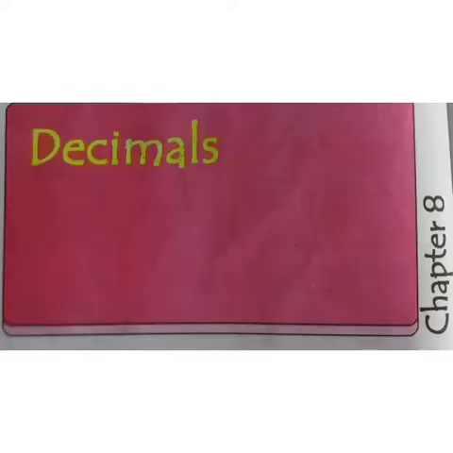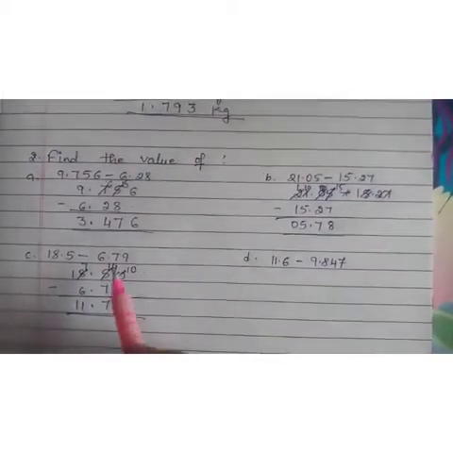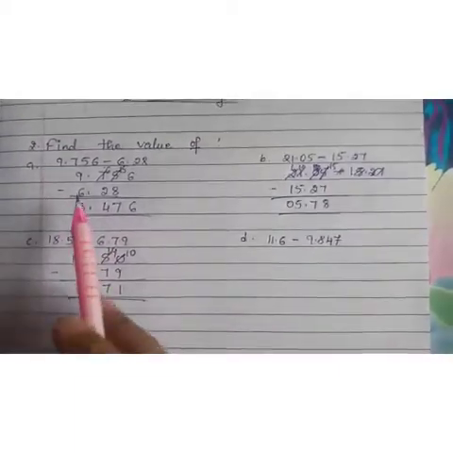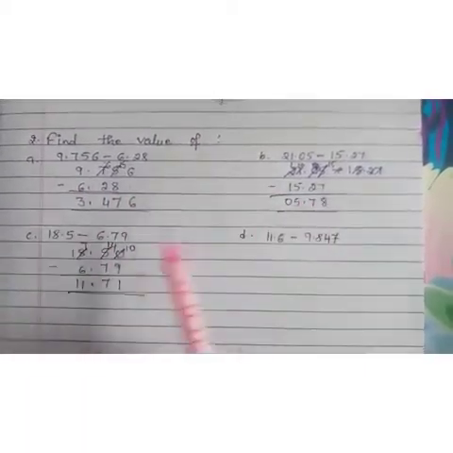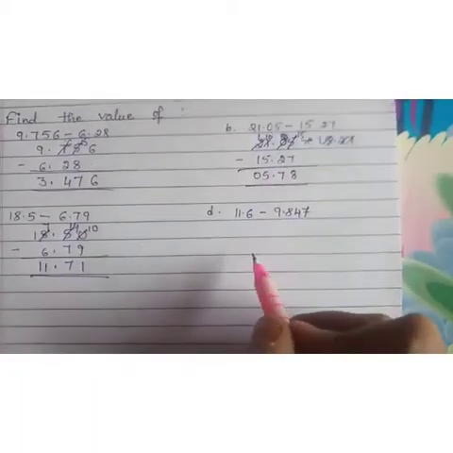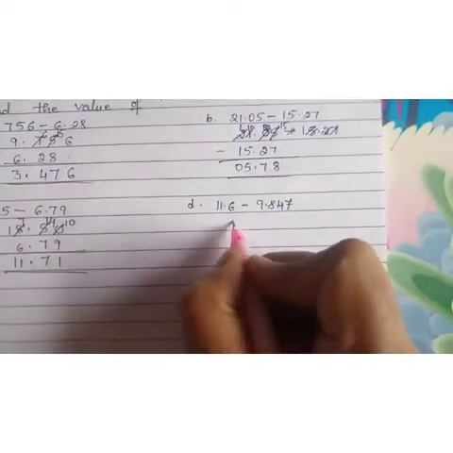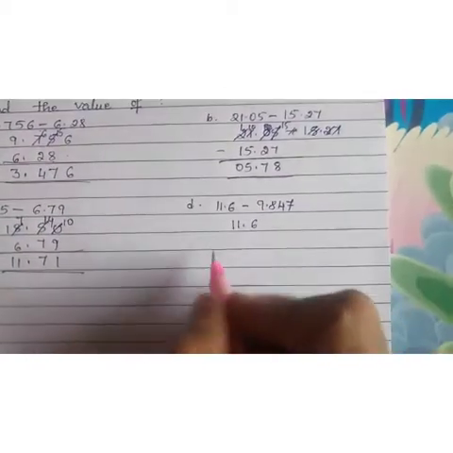So children, let us continue with chapter 8, decimals. Let us continue with the exercise. Students, in the last video we had solved main question number 2, 3 sums. Now let us solve the remaining last one, that is 11.6 minus 9.847.